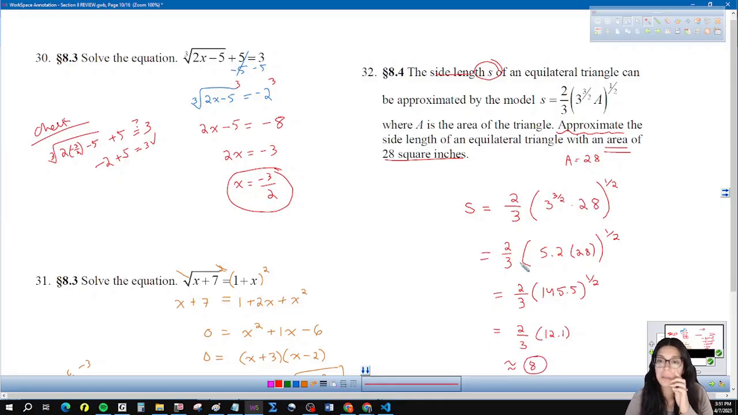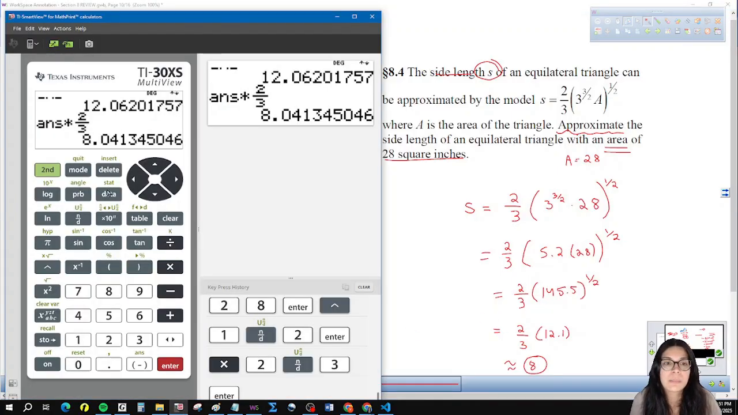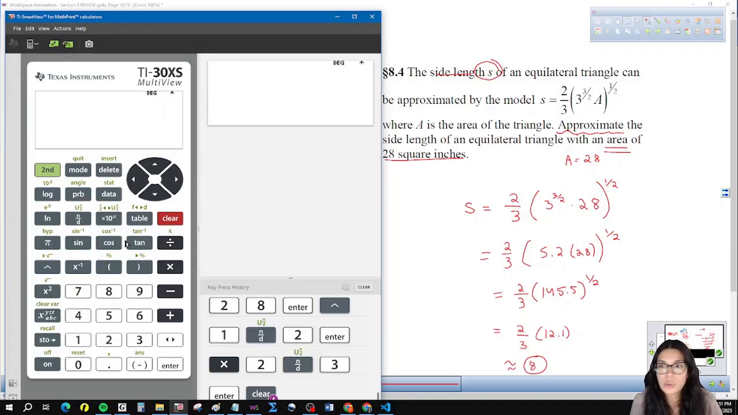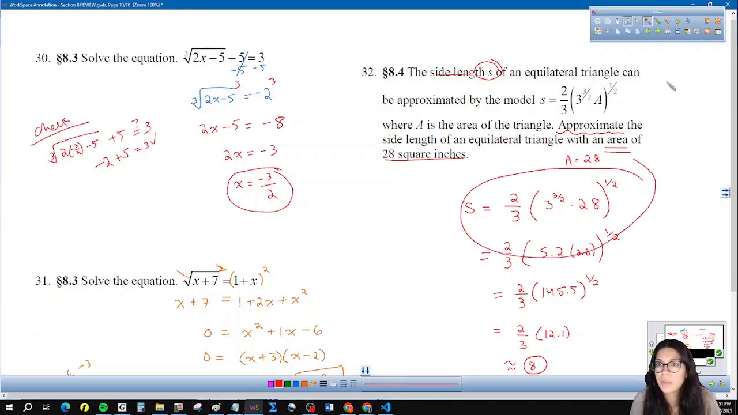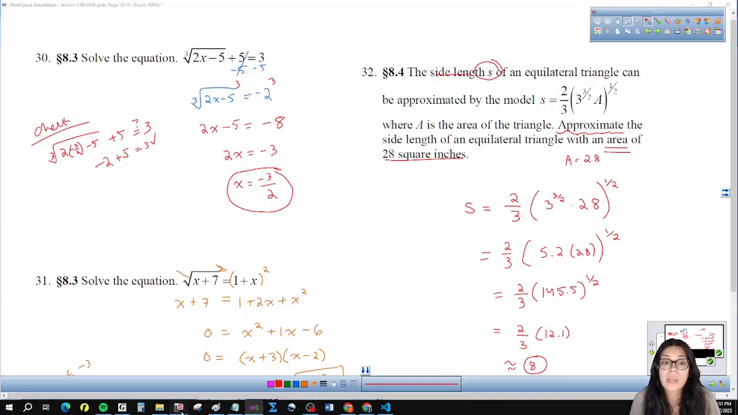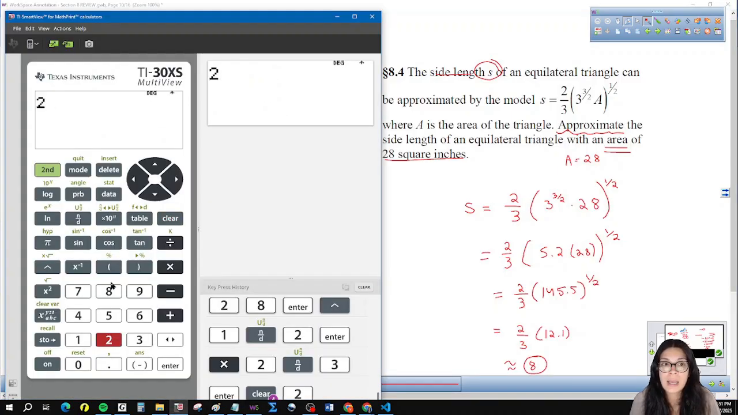Now in this, I could have also, like I said at the beginning, typed it all into the calculator at once. Let me show you how I would do that. So I'm just going to use this original one that I had written down and make sure that I follow it exactly as it is.